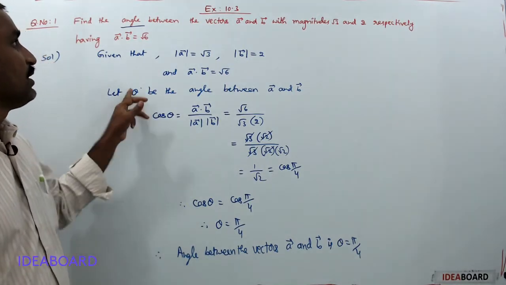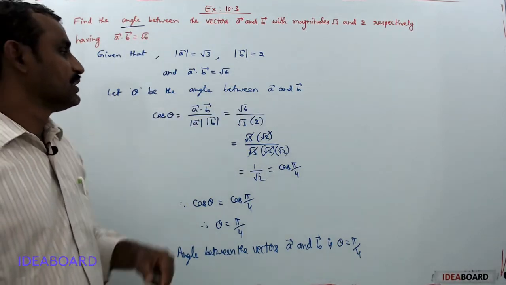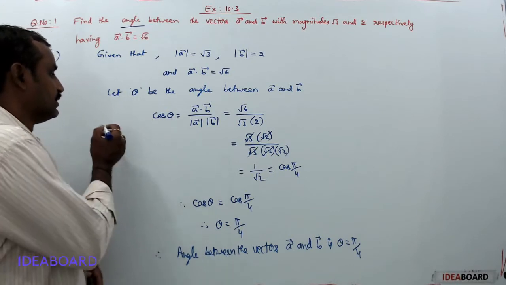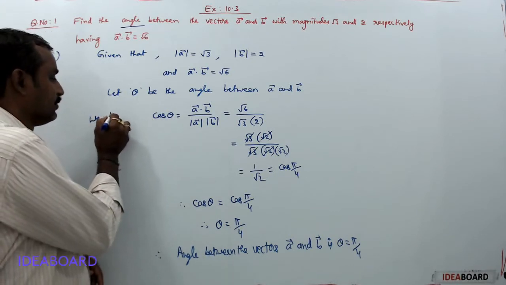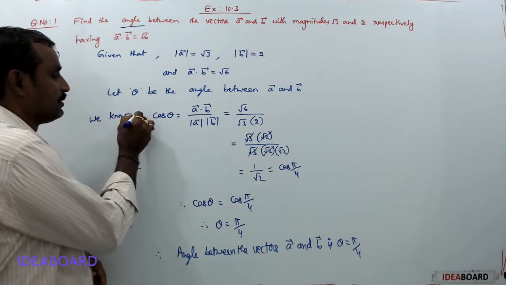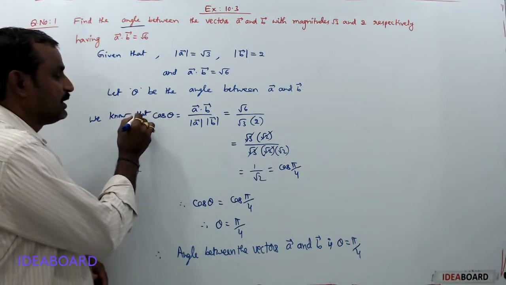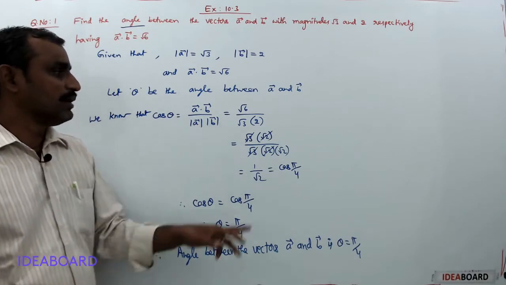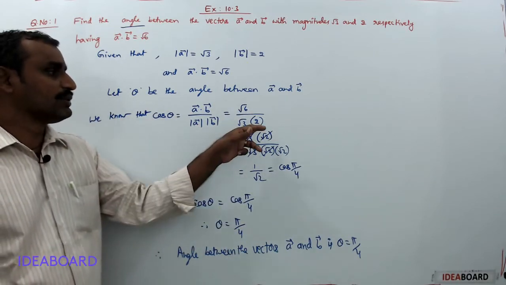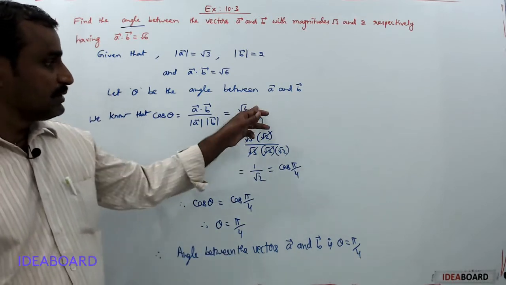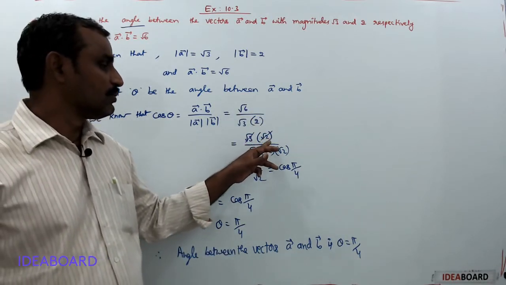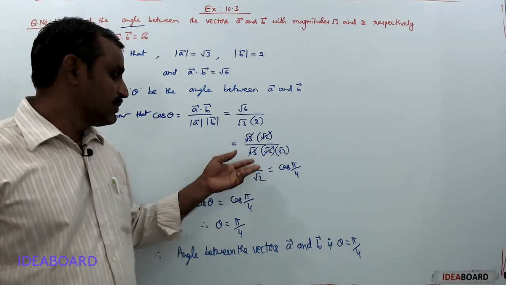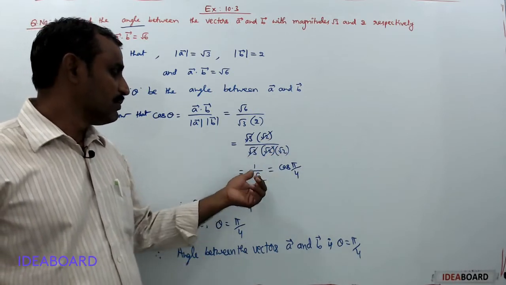So now theta we are assuming as the angle between the vectors A bar and B bar. So now cos theta formula we know: cos theta is equal to A bar dot B bar by magnitude of A bar into magnitude of B bar, that is root 6 by root 3 into 2. So now root 6 you can split as root 3 into root 2, 2 you can split as root 2 into root 2. So now after simplification you will get 1 by root 2.